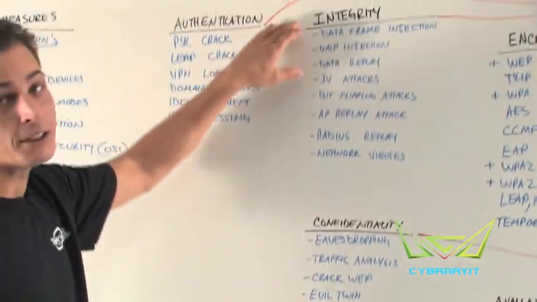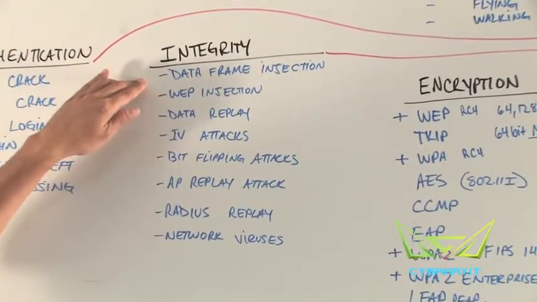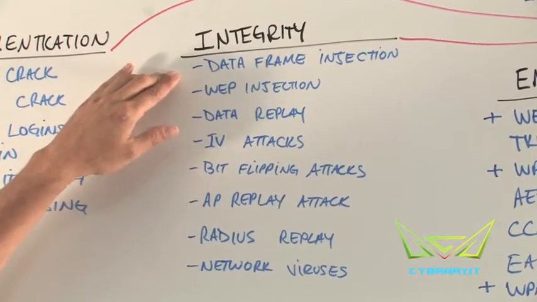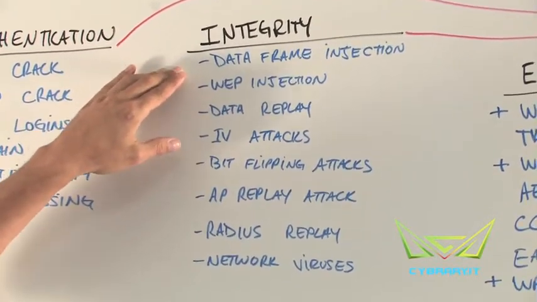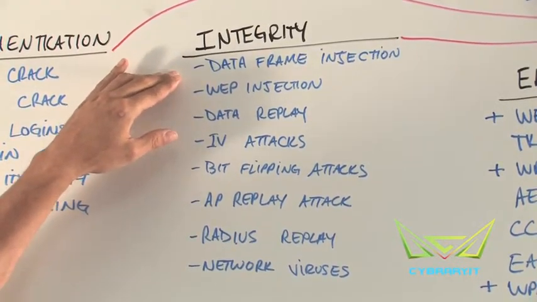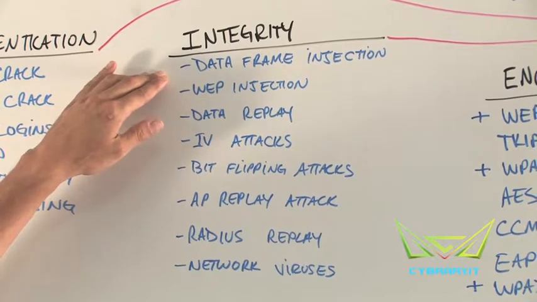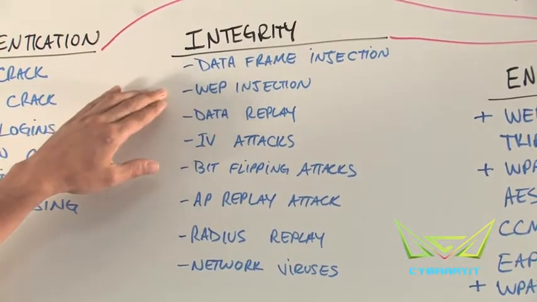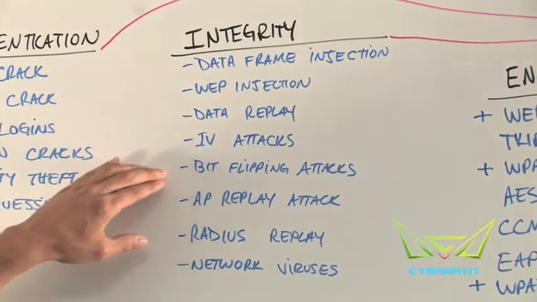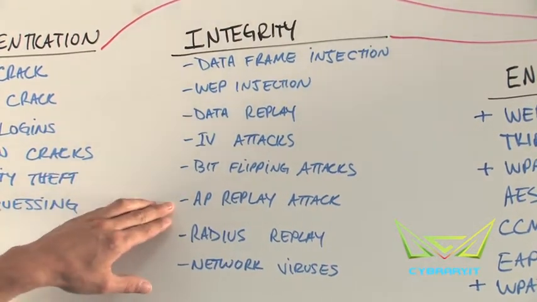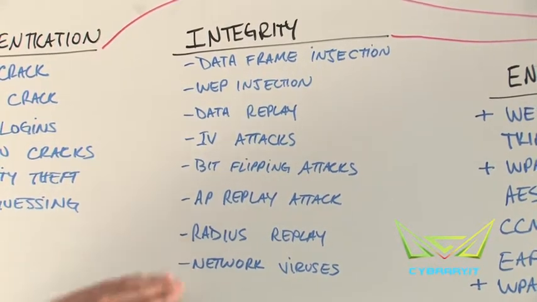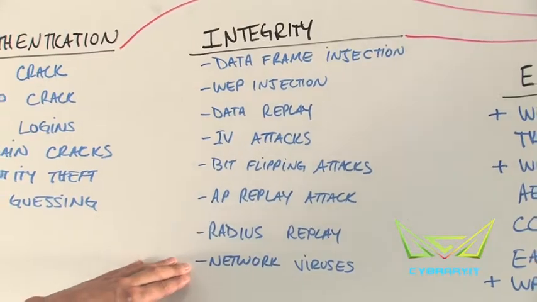Meanwhile, you have integrity style attacks like data frame injections. The key to an integrity attack is it's changing, modifying, or altering something with the network traffic. So with data frame injecting, you're inserting in, therefore changing the integrity of the network or the traffic, therefore that's the attack. WEP injection, data replays, initialization vector attacks, even bit flipping attacks or access point replay attacks, or even replaying RADIUS server information, or even creating your own network virus.